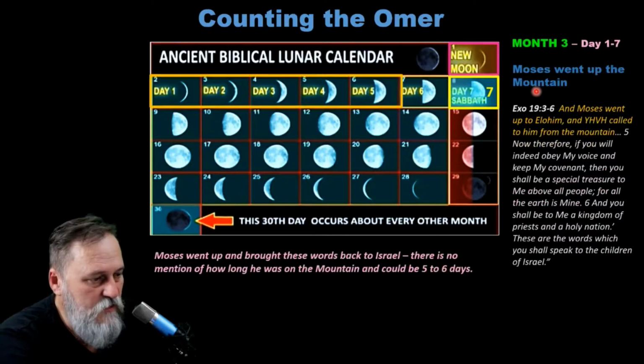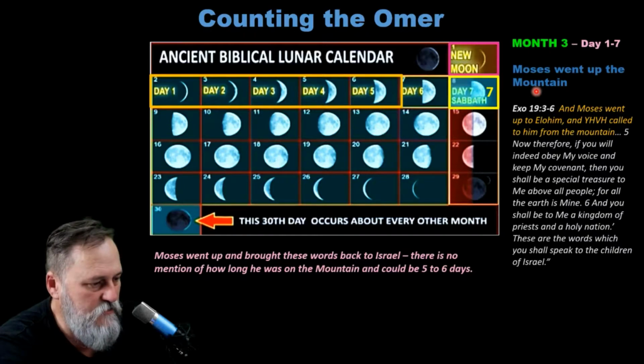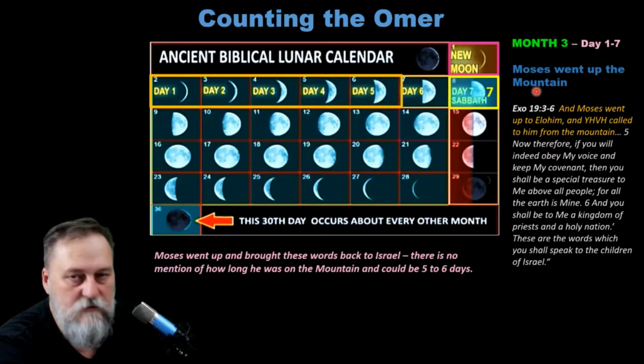Now Moses then went up the mountain, Exodus 19 verse 3-6, "And Moses went up to Elohim, and Yahweh called to him from the mountain. Now therefore, if you will indeed obey my voice and keep my covenant, then you shall be a special treasure to me above all people. For all the earth is mine, and you shall be to me a kingdom of priests, a holy nation. These are the words which you will speak to the children of Israel."